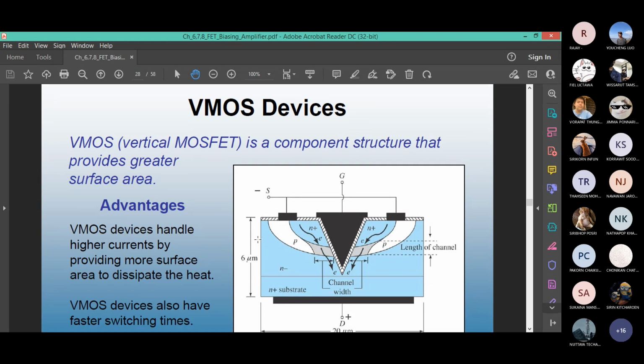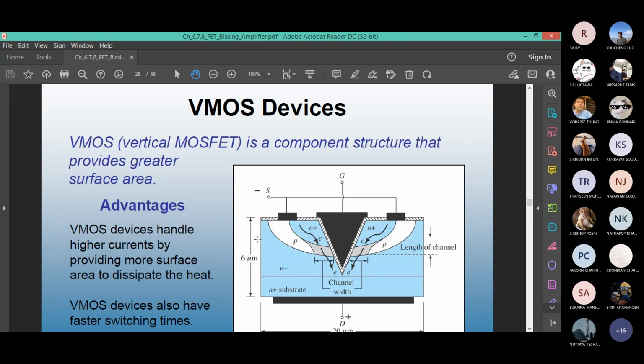This is called a vertical MOSFET, a different type of construction. This one provides you a greater surface area. What is the benefit of having a greater surface area? If you have a small surface area and your device is conducting, it also generates heat. The heat does not have enough space to dissipate, which means it is concentrating in one area, increasing the surrounding temperature. It's not good for your device or your motherboard.